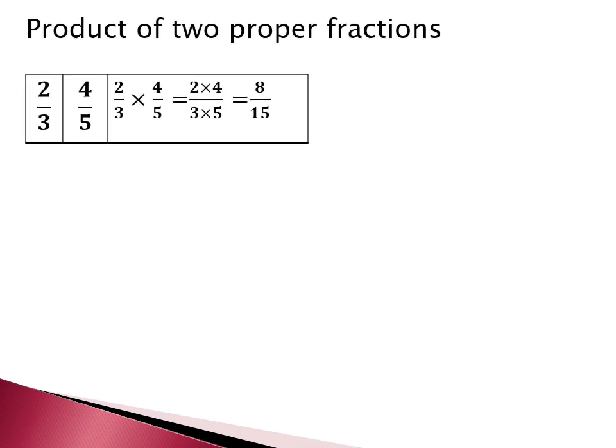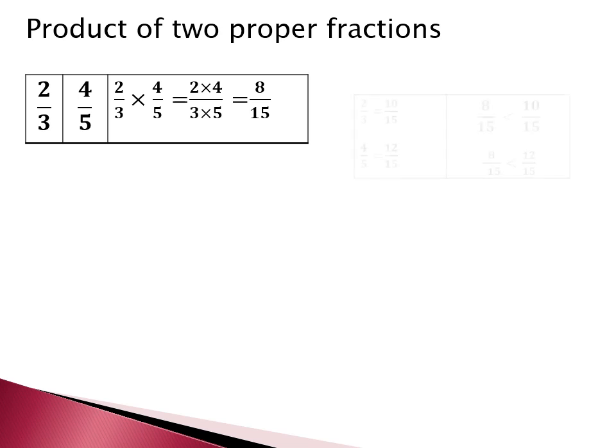2 by 3, 4 by 5. Both are proper fractions, right? In both cases, the numerator is less than the denominator. Now we are going to take the product of these two. 2 by 3 into 4 by 5 equals 8 by 15. What is the product we got? 8 by 15. By the statement, this product is less than each of the fractions.